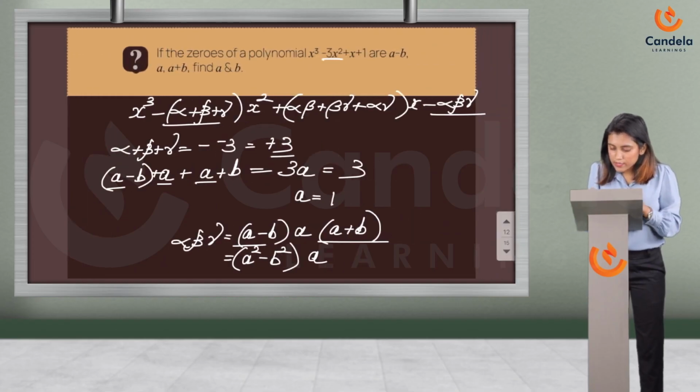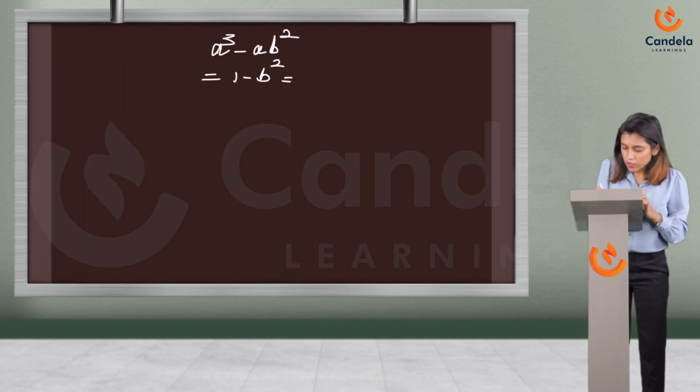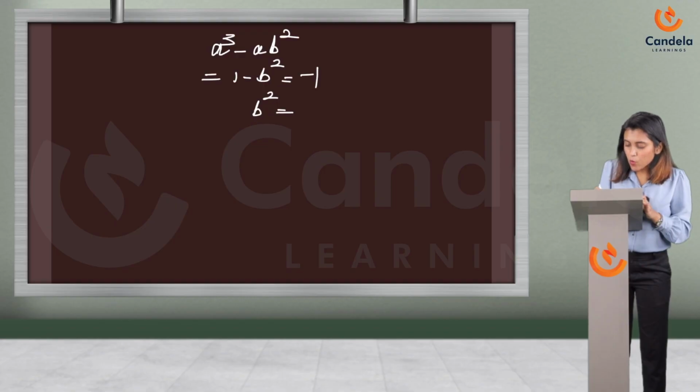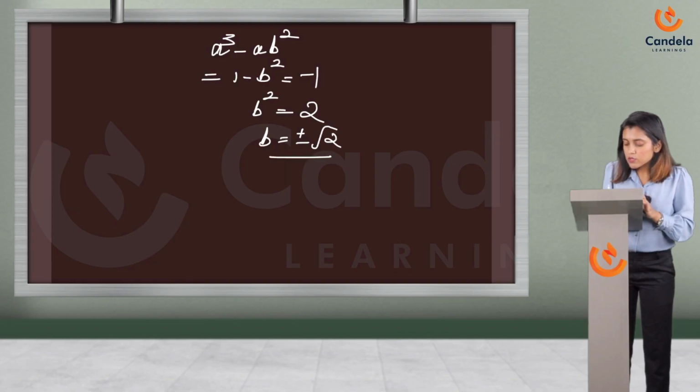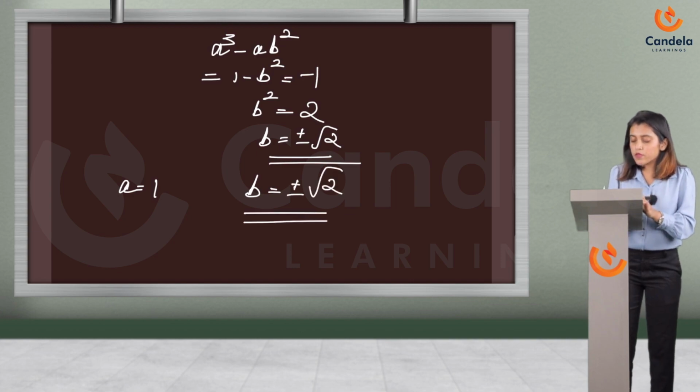here the product is equal to minus 1. So we get b square equal to 1 plus 1, which is 2, and b equal to plus or minus root 2. So a equal to 1 and b equal to plus or minus root 2.